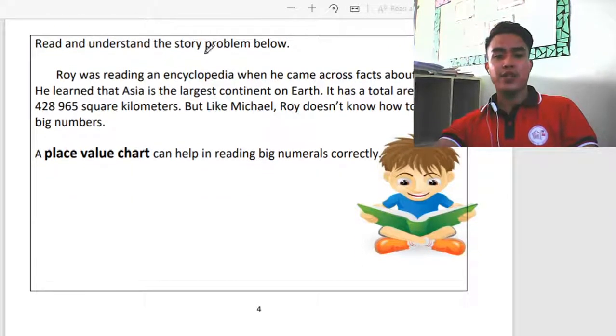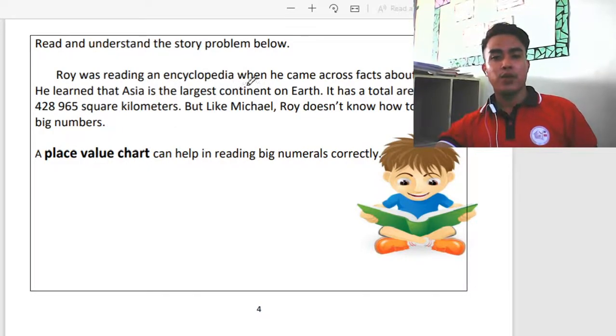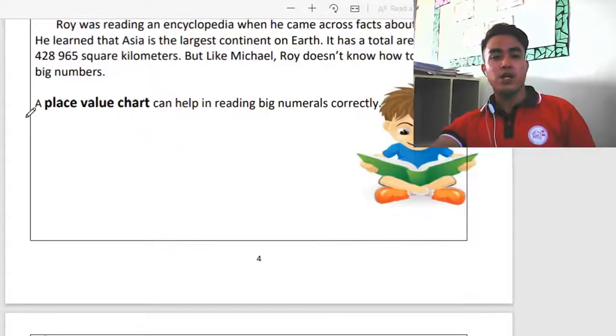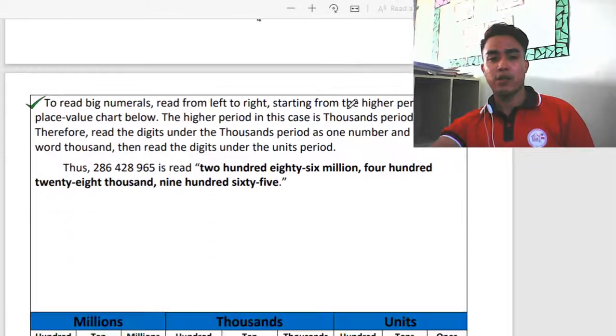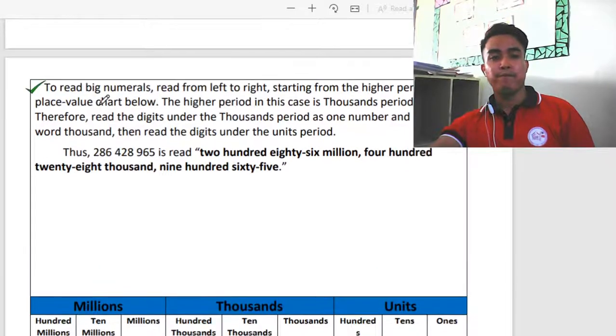Next, let's start and learn. Read and understand the story problem below. Roy was reading an encyclopedia when he came across facts about Asia. He learned that Asia is the largest continent on Earth. It has a total area of 286,428,965 square kilometers. But like Michael, Roy doesn't know how to read big numbers. So a place value chart can help in reading big numerals correctly. Next, proceed to the next page.